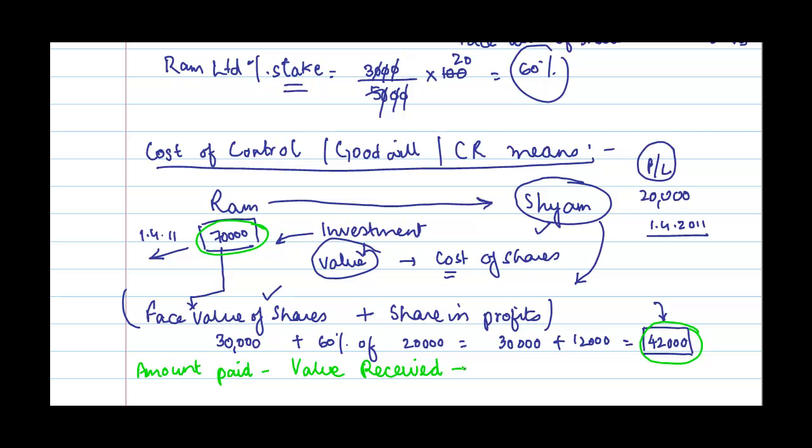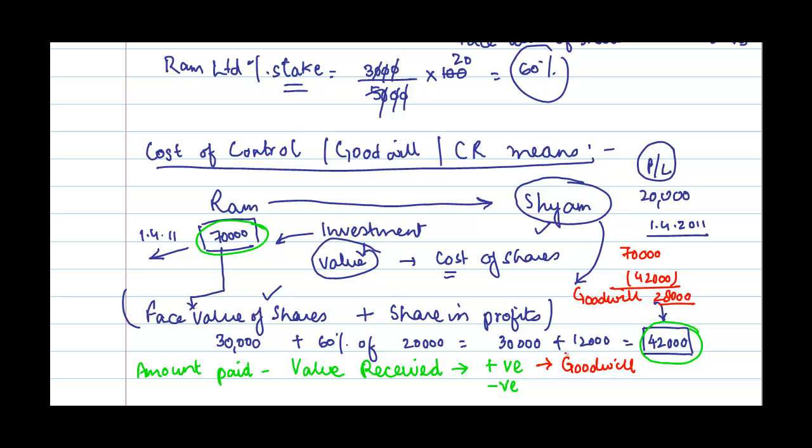Now there can be two situations. This can either be a positive amount or a negative amount. If it is positive, what does it mean? It means I have paid more while the value I got was less. Therefore, whenever this is the case, we say that the balance amount that I have paid is on account of goodwill. In this case, how much did I pay? 70,000. How much did I receive? 42,000. So what's the difference? That difference is the goodwill, 28,000.